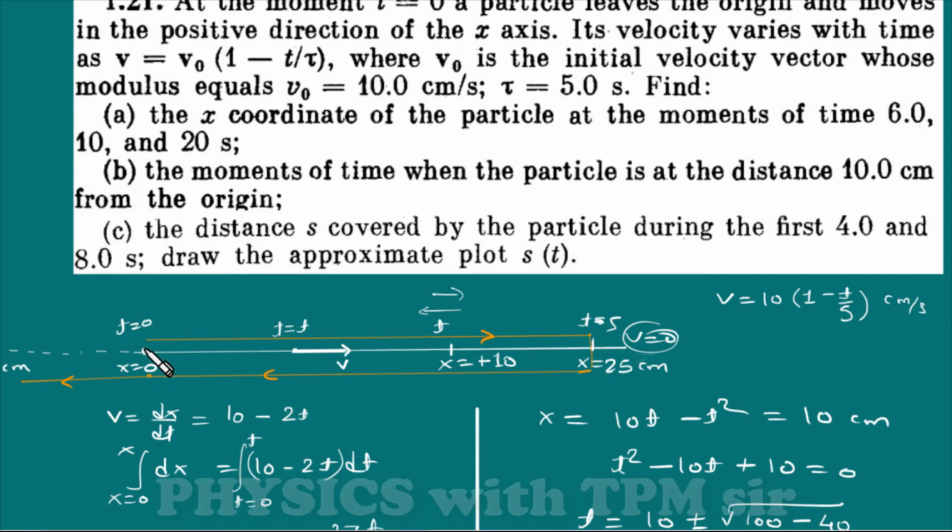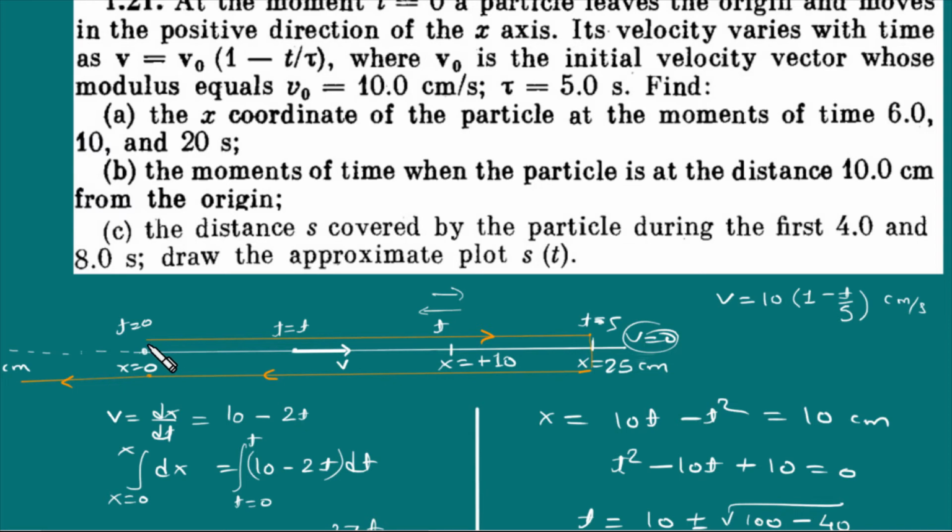So when the particle is moving in the positive direction, distance and displacement are the same till t is equal to 5 seconds, because it is moving continuously in the same direction. But when it starts to come back, the distance will never decrease, because whatever steps it takes, whatever length it covers, will be added to the distance only. But displacement is the distance between the initial and the final position. So if we come back to the initial position itself, x is equal to 0, then displacement becomes 0. But distance will be added.